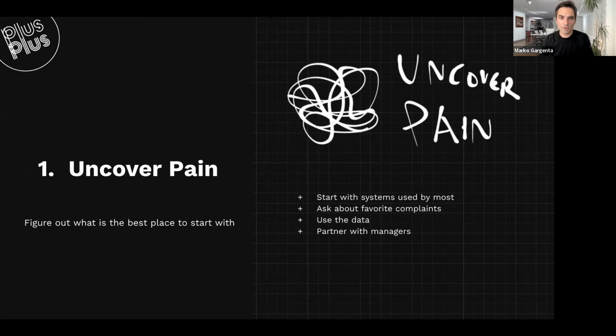So that's the framework. So we're going to start with step 1, which is uncover pain. So basically, what do you start? And when we got to Twitter, we were basically trying to figure out what was broken, where to start.